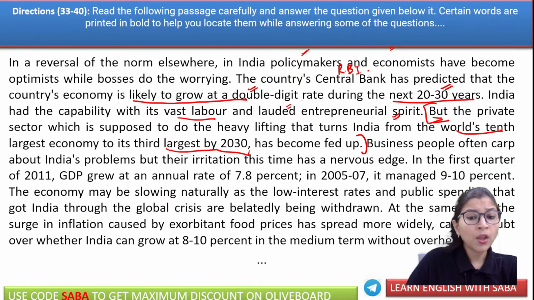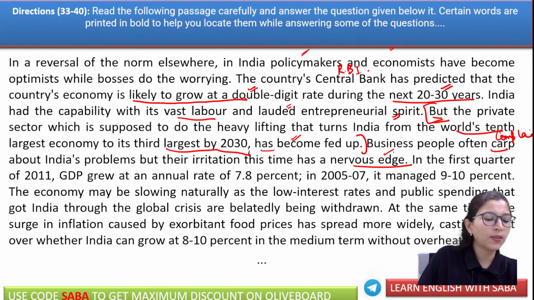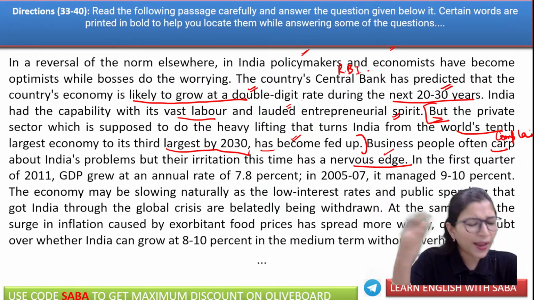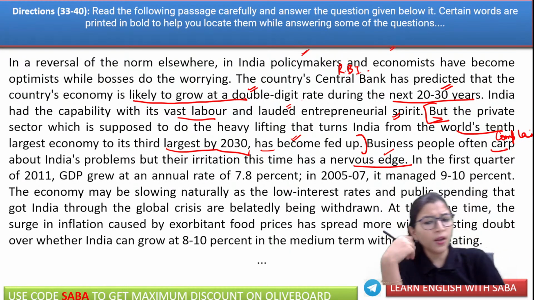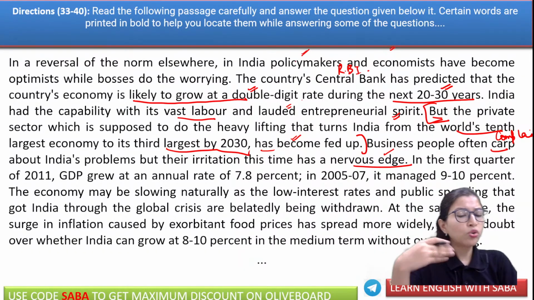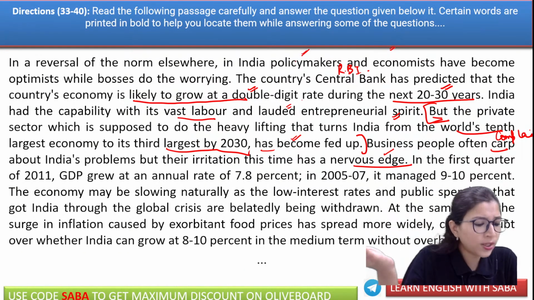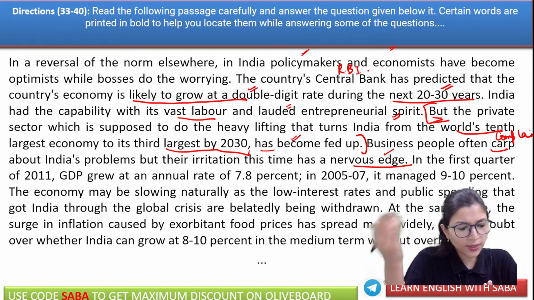Okay? So now these private sectors, they have become fed up. Now they are tired. Business people often carp about, means complain about, India's problems, but their irritation this time has a nervous edge. कि हमेशा से complain करते रहे हैं. Fed up means they are tired now. They're tired now because the entire responsibility of economy is on their shoulders only. So that is the sense we are getting, exhausted. They are also exhausted now. That is the sense we are getting.